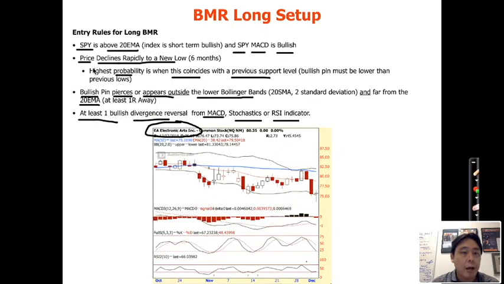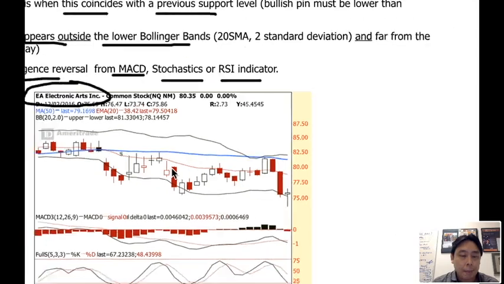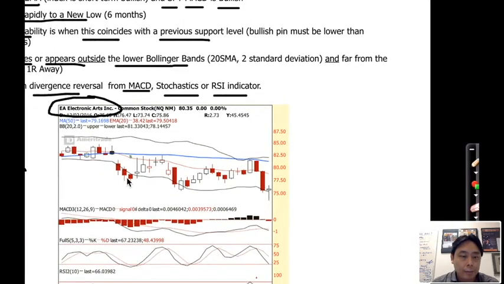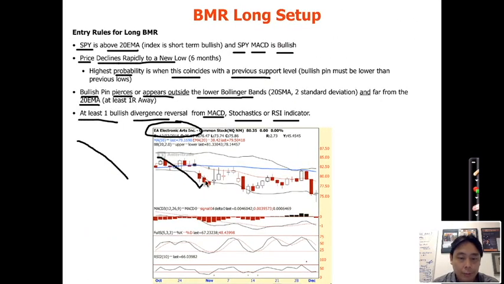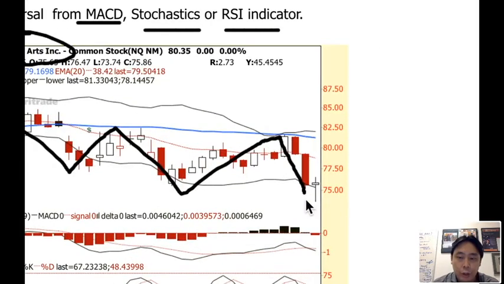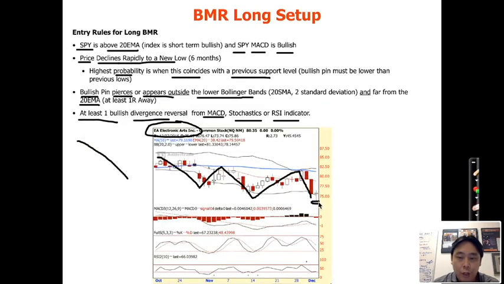What's the first criteria? Price has to decline to a new low. So you can see the price is on a downtrend, like so. It's on a downtrend. Okay. And it's right now declined to a new low. This has got to be the lowest low over the last 6 months. Okay, so this is the lowest low.